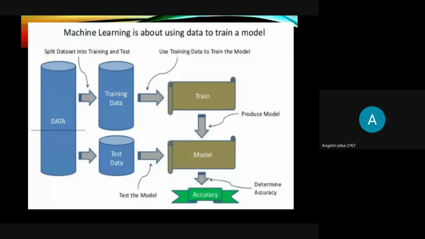So here, machine learning is about using the data to train a model. And here we split the data set into the training data set and the testing data set. From the training data set, we obtain the trained model. That is using training data to train the model. We have some entries to train the model, and using test data, we test the model, and the output will be some metrics, which is the accuracy.